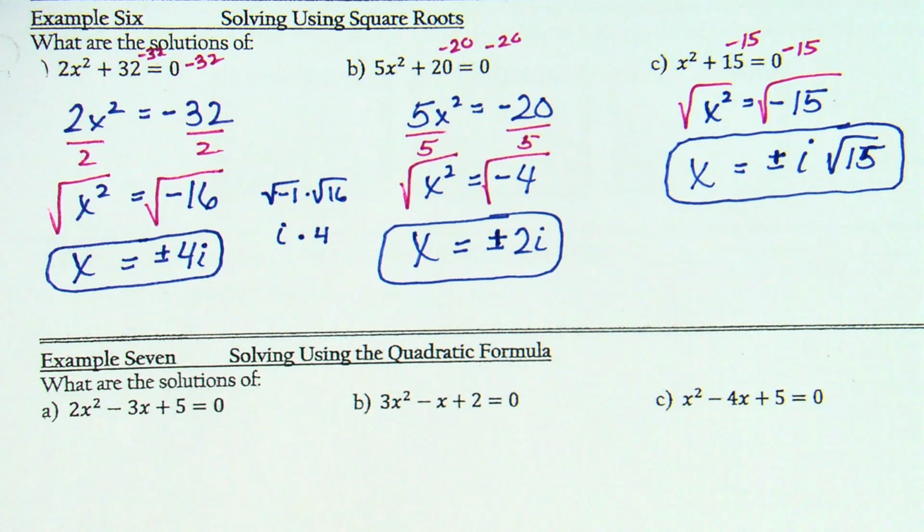Okay. Now, solving those equations was pretty easy because they just had an x squared, right? Now we have equations in the form of ax squared plus bx plus c. Well, what's our plan to solve these? This is our quadratic formula, okay?